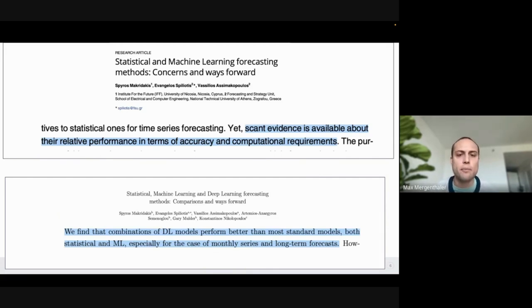This is a very good example of a diagnosis of the field. The same authors in the same paper at different stages defended different theories. So Makridakis and team a couple of years ago, when they were writing about statistical and machine learning forecasting methods, concluded that there is really no evidence about the relative performance of deep learning techniques in terms of accuracy and computational expenditure. The same authors, in the same paper, a couple of years later concluded that some combinations of deep learning models do perform better than most standard models in statistical and ML, and especially for certain specific use cases.